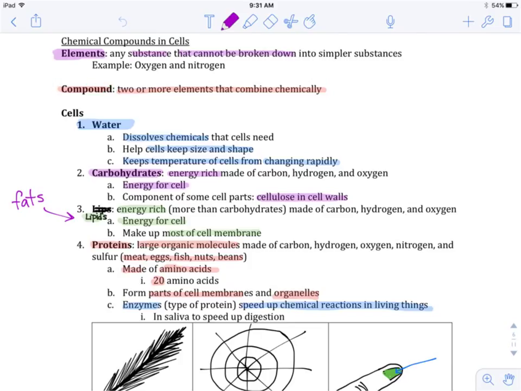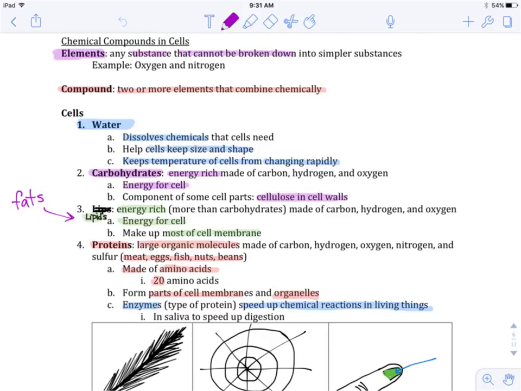A compound is two or more elements that are chemically combined. So, when we study things like water, we can say that that's a compound because it is made of hydrogen and oxygen, which are two different elements.